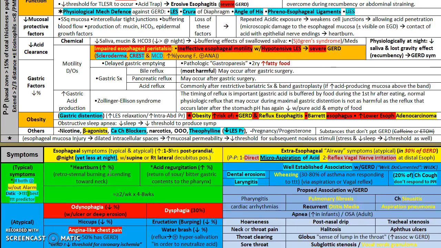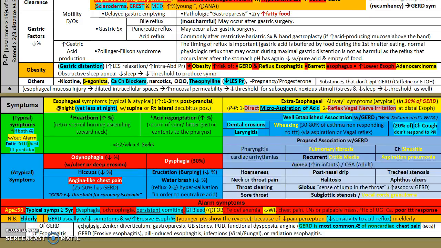Now, regarding the symptoms of GERD, symptoms are either esophageal or extraesophageal. Esophageal symptoms are classified into typical symptoms and atypical symptoms. The typical symptoms are heartburn and acid regurgitation. These two are enough to diagnose GERD if there are no alarm symptoms.